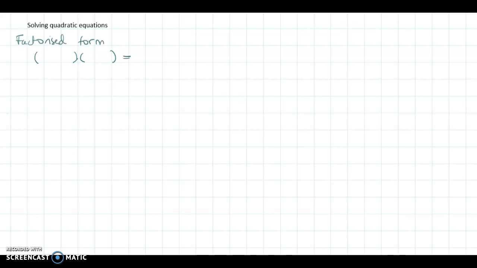So we are going to have a bracket with a linear expression multiplied by another bracket with a linear expression. This is equal to 0. For example, we could be writing (x + 3)(x - 5) = 0. This is a quadratic equation.